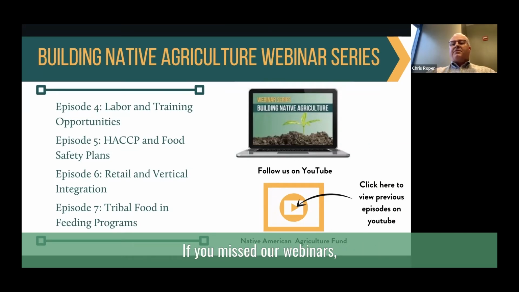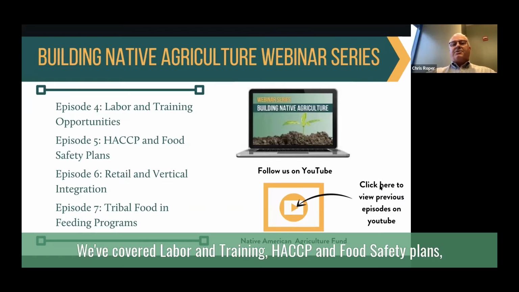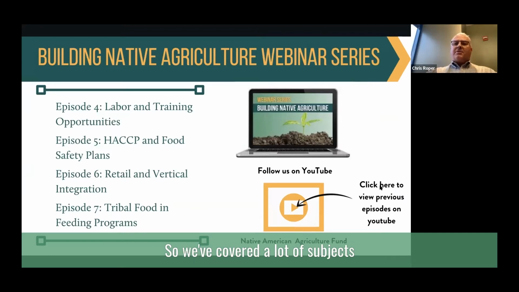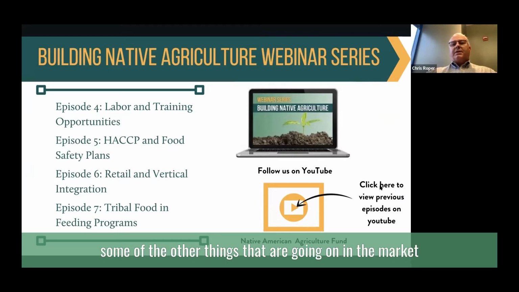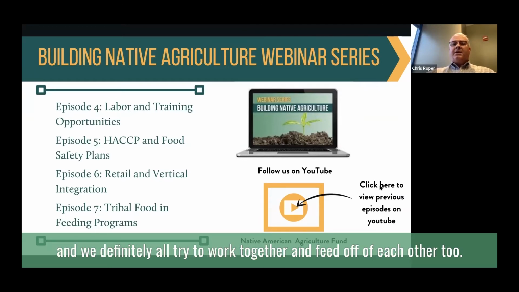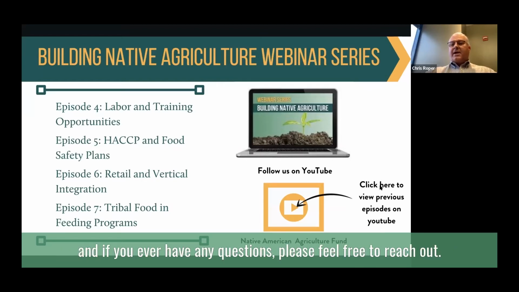Starting back with our episode 4, if you missed our webinars, please go back and see them. They're on YouTube as well as the Native American Ag Fund website. We've covered labor and training, HACCP and food safety plans, retail and vertical integration, and tribal food and feeding programs. So we've covered a lot of subjects, and we've tried to do these in conjunction with some of the other things that are going on in the market, with grants, with other initiatives that other groups might have, and we definitely all try to work together and feed off of each other as well. So just know that we all do work together, and if you ever have any questions, please feel free to reach out. Next slide.